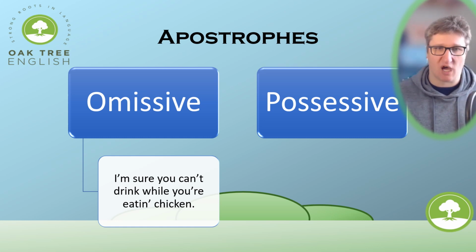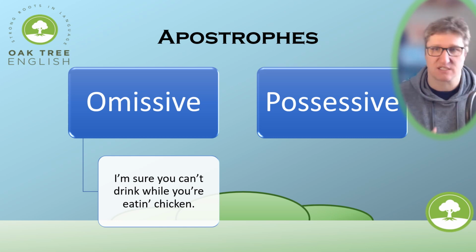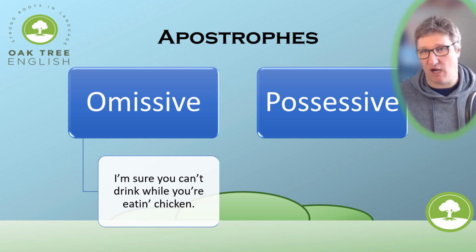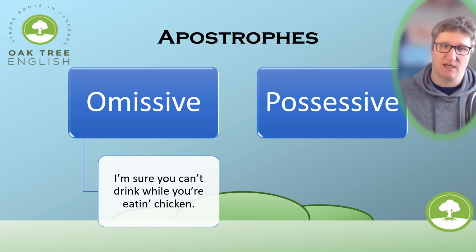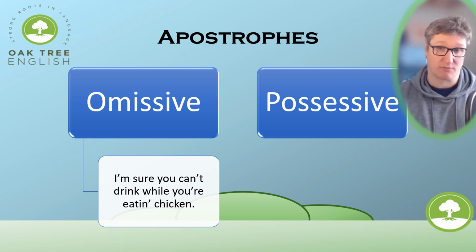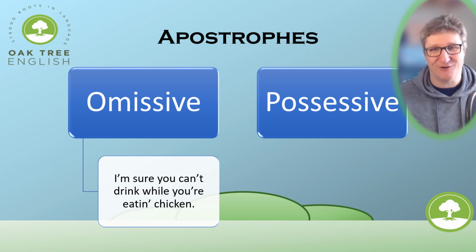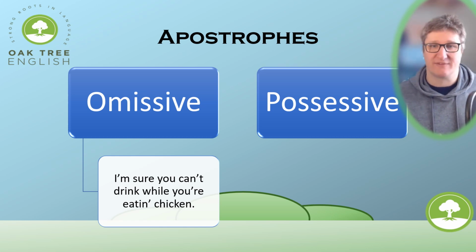I'm sure you can't. Can, not. Therefore, you're missing an N and an O there, but it doesn't matter. It's a contraction. So you can't, apostrophe T, drink while you're missing out the A. You're eating. Often the G is not pronounced, particularly in certain parts of the United States. They can't pronounce words properly. And therefore they would say "eatin'" instead of eating.